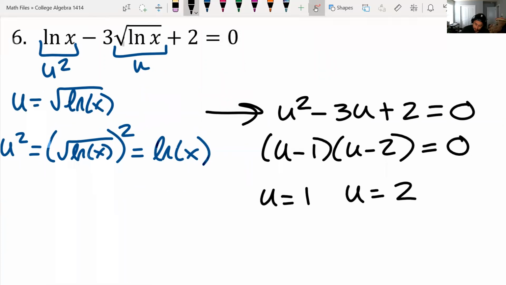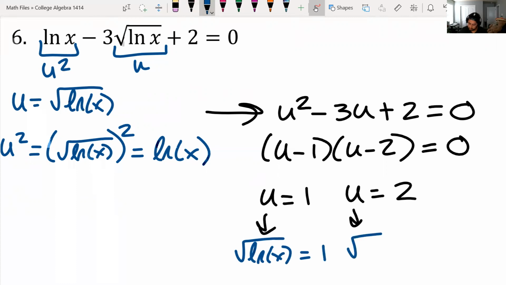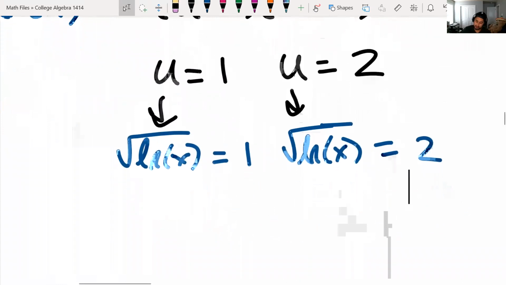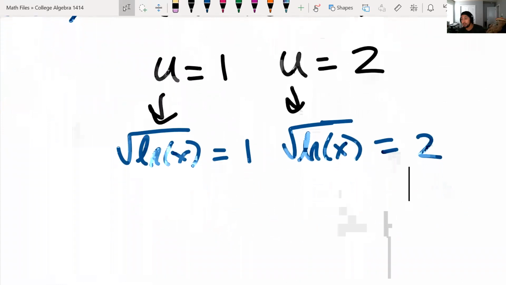But remember that u is the square root of the natural log. Okay. So then, let's look at this closer, because now in order to get rid of that square root, you must square both sides.